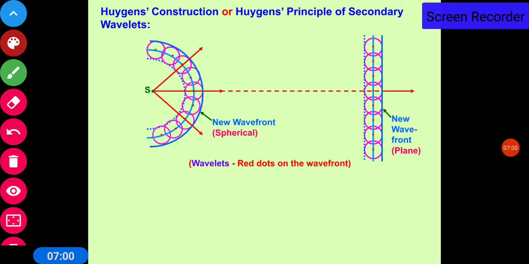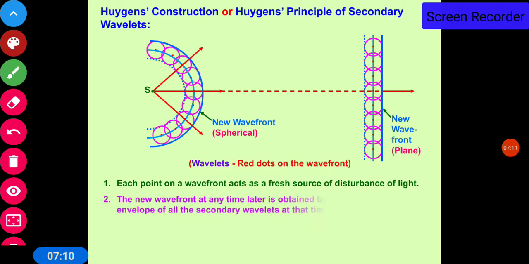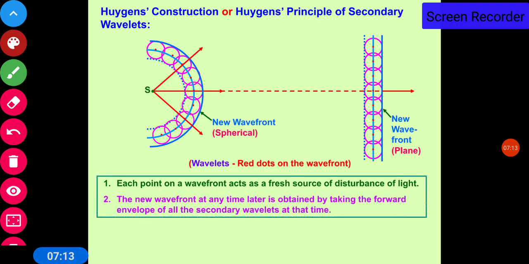So here the wavelets or the fresh sources are shown by the red dots on the wavefront. Each point on a wavefront acts as a fresh source of disturbance of light. The new wavefront at any time later is obtained by taking the forward envelope of all the secondary wavelets at that time. So these 2 points are the points given by the Huygens principle.